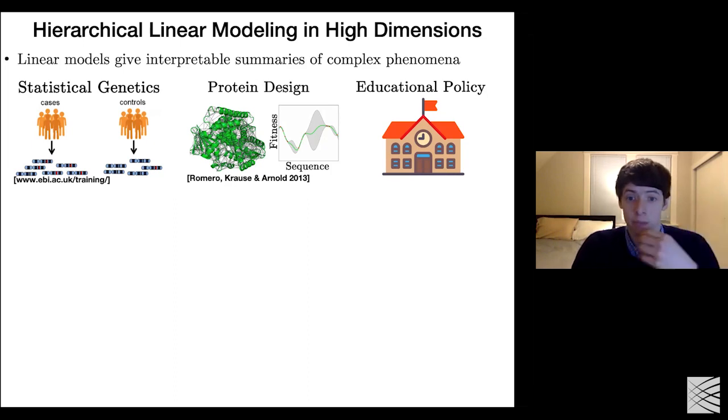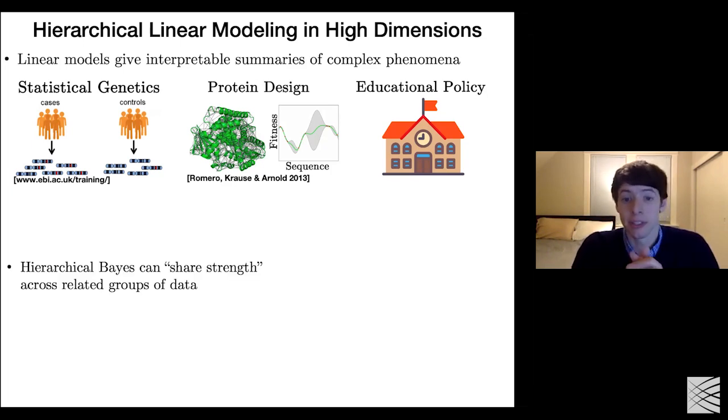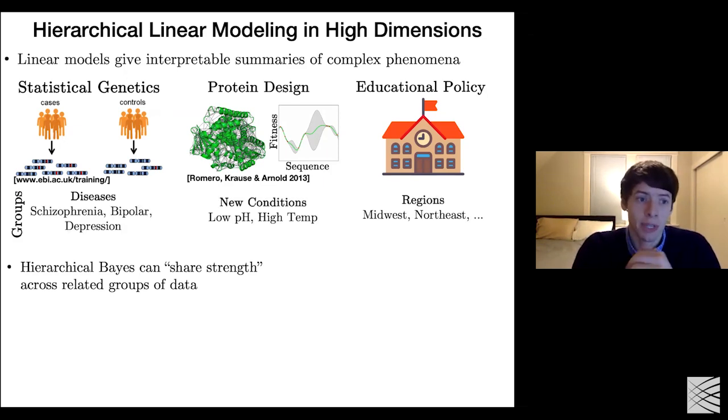When data are noisy or the sample sizes are small, identifying relationships can be challenging due to inferential uncertainty that leads to estimation error. Hierarchical Bayes provides a possible solution to this and promises that we can share strength across related groups of data. For example, in statistical genetics, as Hillary mentioned, we might want to do this for different diseases, perhaps some for which we have lots of power in big cohort sizes, and ones for which we have smaller samples of cases.